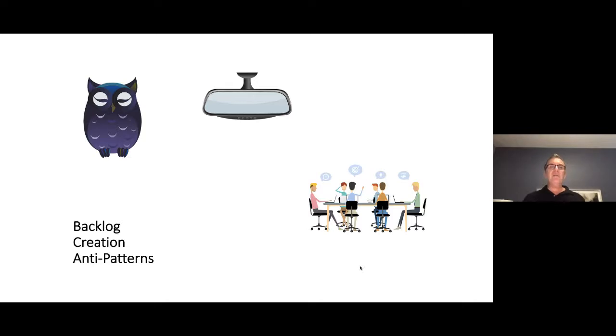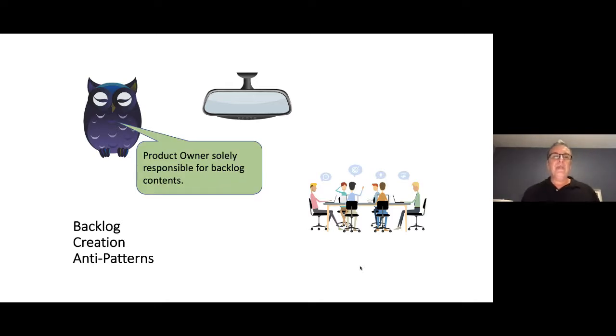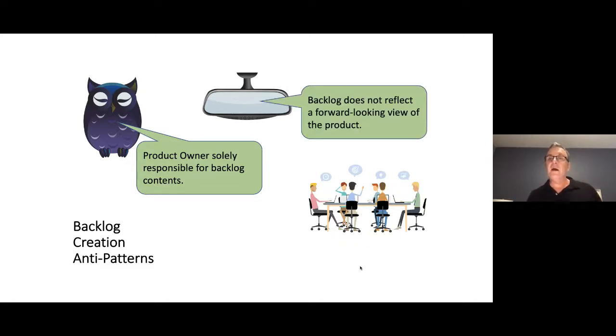A couple anti-patterns to be aware of. If the product owner is solely responsible for the backlog contents, we're laying a lot of risk that one individual is solely responsible for everything. They need to be proxy representative of all the external stakeholders, internal stakeholders, user stakeholders, but they also need to engage the team as well and leverage their expertise in terms of what makes sense and what can be built and when.